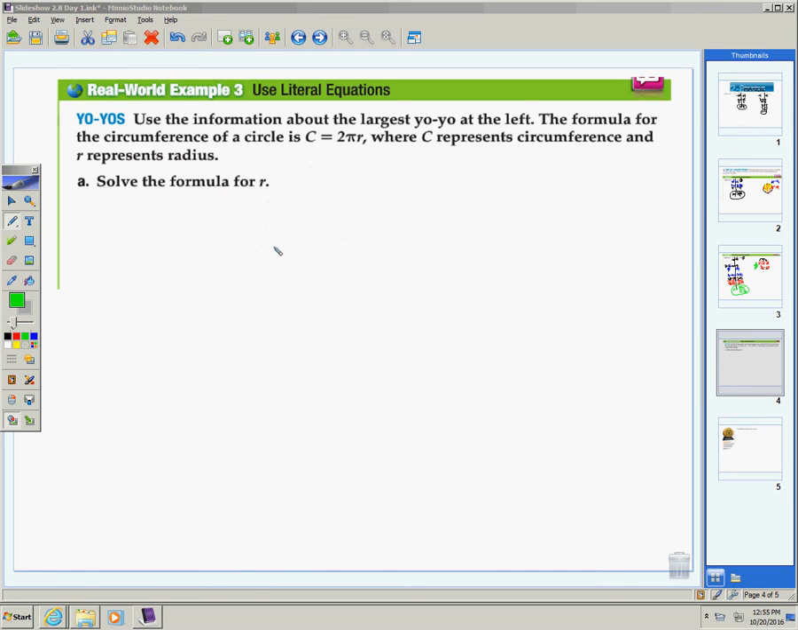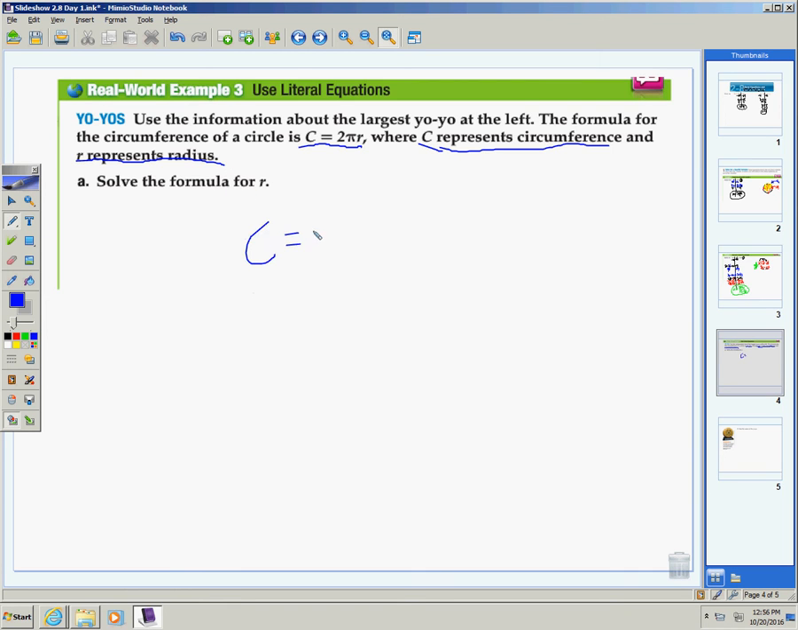To actually see this word problem, this is when we normally see this used in real life. We'll have an equation, and we want to have it in terms of something other than what it's solved for. So we've got the formula for the circumference of a circle, C equals 2 pi r. C represents the circumference, and r represents radius. And what I want to do is solve the formula for r.